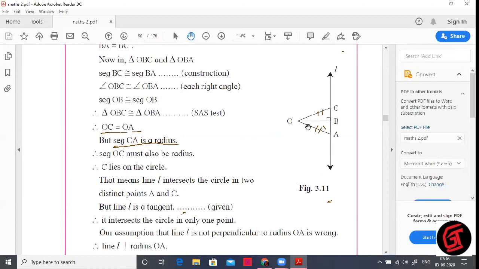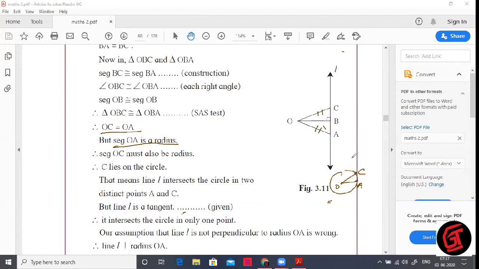But there is one more problem that has happened. If we are saying OC is the radius, then C also lies on the circle. Obviously, if there is a radius, the center is inside the circle and the other point is on the circle. Suppose this is your circle, and OA is the radius, so A is on the circle. And now I prove that OC also is the radius. That means C also is on the circle. That means line L intersects the circle at two distinct points A and C.